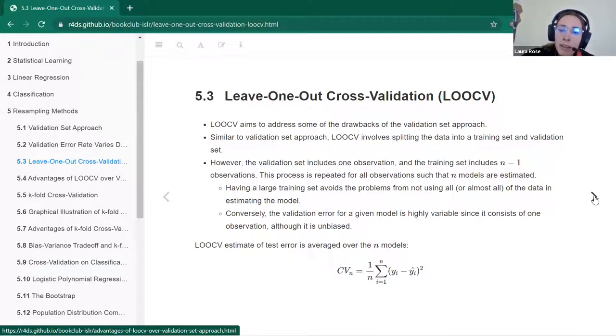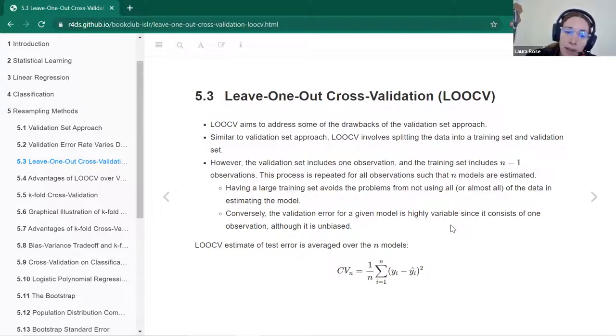So the advantage of this method is that having a large training set avoids the problems from not using all, or technically almost all, of the data in estimating the model. However, the validation error for any given model of these N models is highly variable, since it only consists of one observation, but it is unbiased. So at the bottom of the screen, you can see the LOOCV estimate of the test error rate, and that's averaged, of course, over the 10 models. So it's a simple summation.